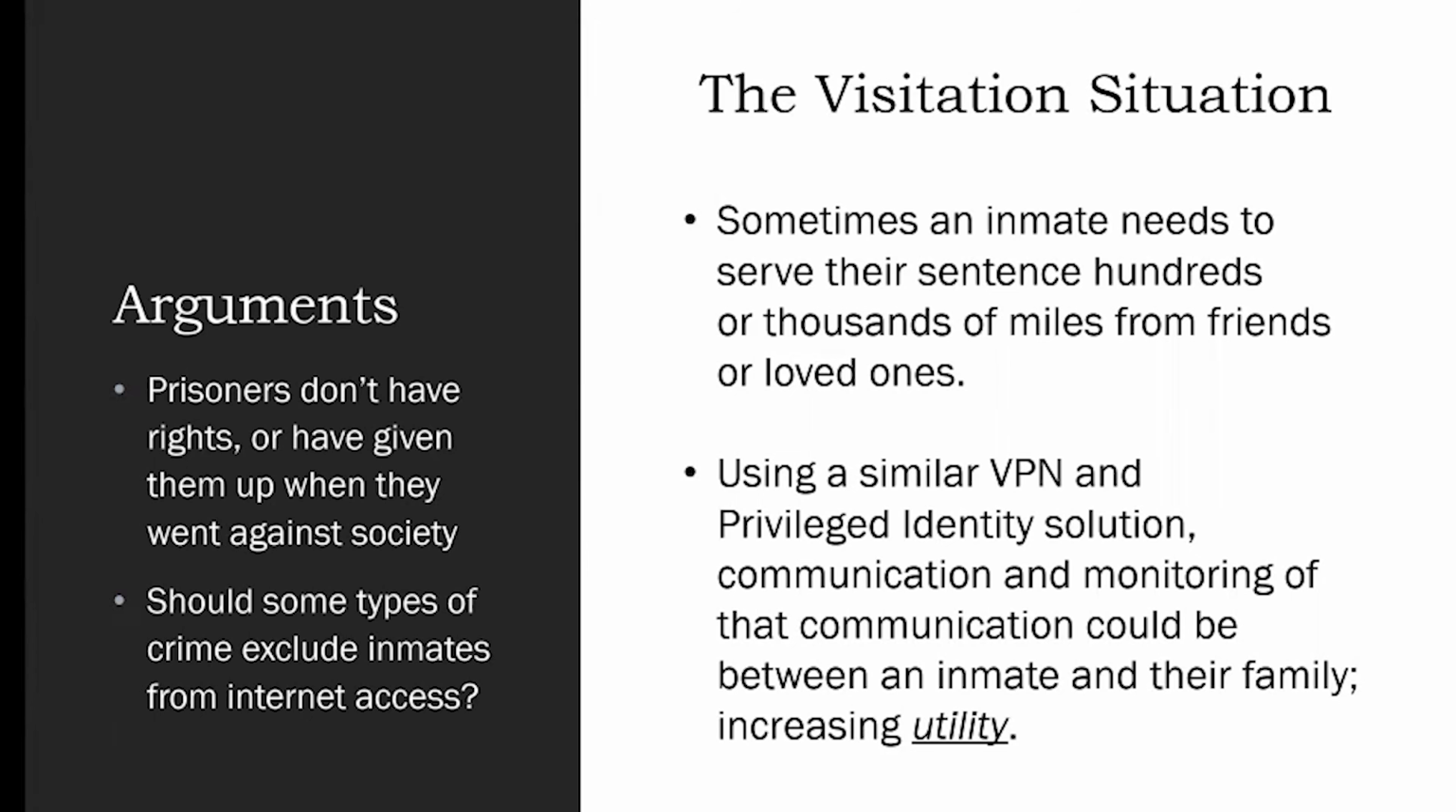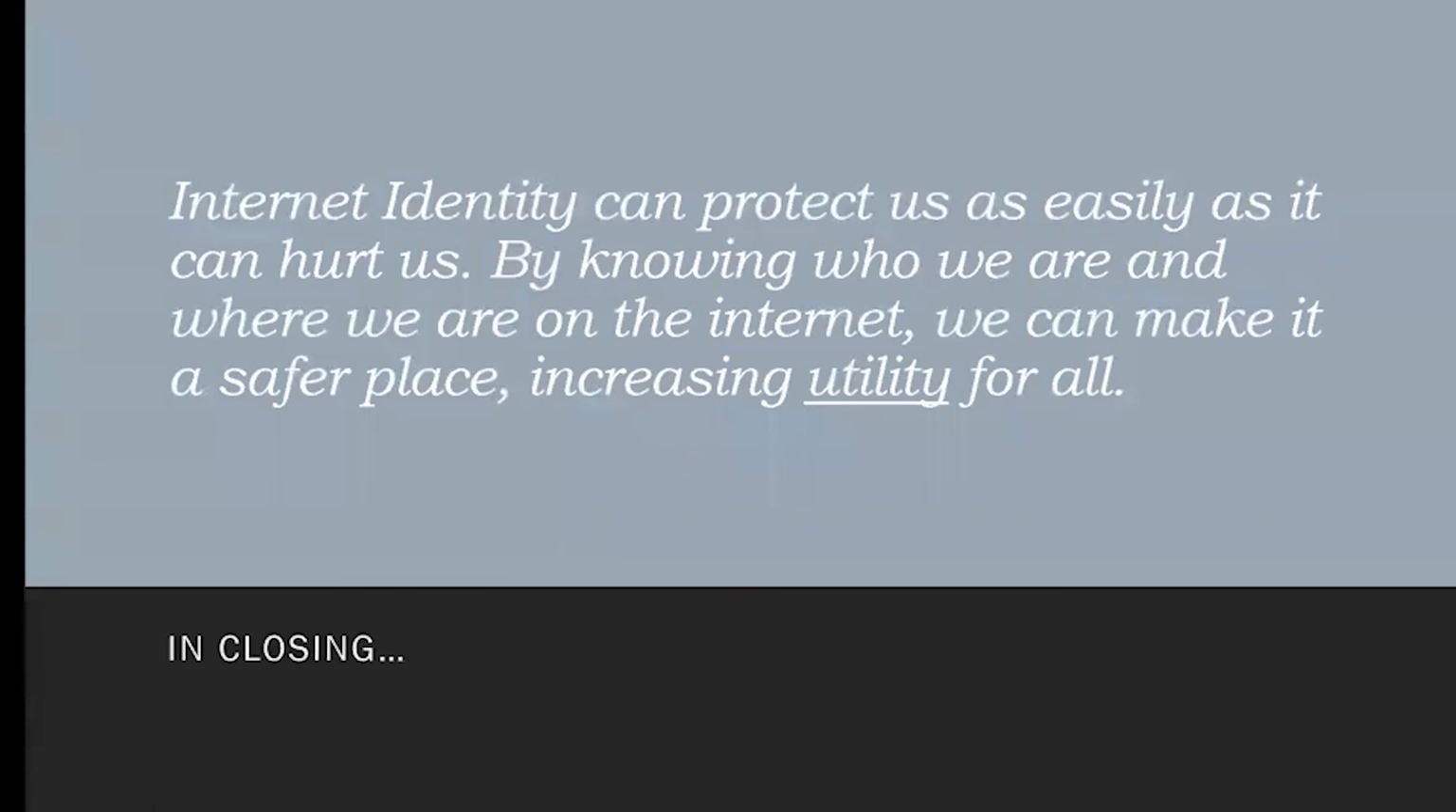So in cyber crimes, it's probably not a good idea to give a cyber criminal intranet access even under supervision unless they demonstrate good behavior. So internet identity can protect us as easily as it can hurt us, but by knowing who we are and where we are on the internet, we can make it a safer place, increasing utility for all. That's the main point of this presentation: to get the consumer of this material thinking about ways that by using identity and information technology, we can find ways to increase the utility of society and work towards the electronic utopia that we all dream of.